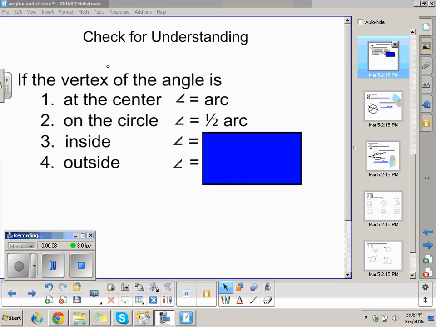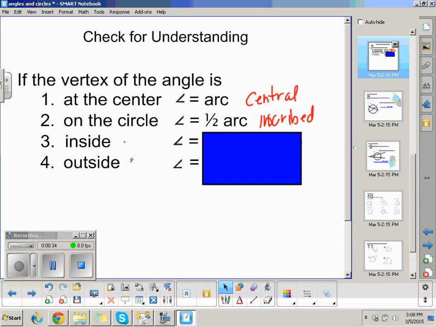So far we've talked about the vertex of the angle being at the center of a circle, which is your central angle. And we've talked about the vertex being on the circle, which is your inscribed angle. We said that a central angle equals the measure of the arc. We said that an inscribed angle equals 1/2 of the arc measure. So now we're going to talk about what happens if it's inside, what happens if it's outside.